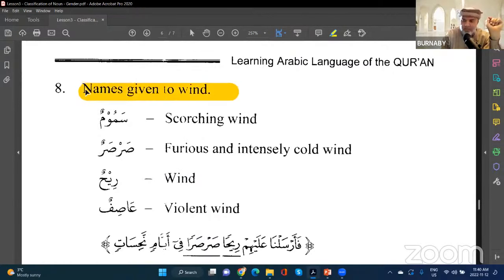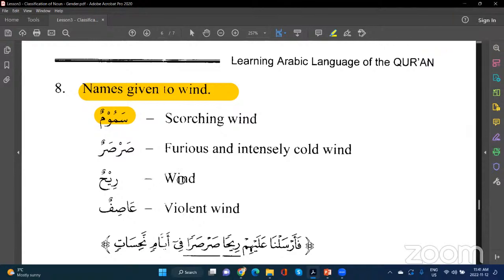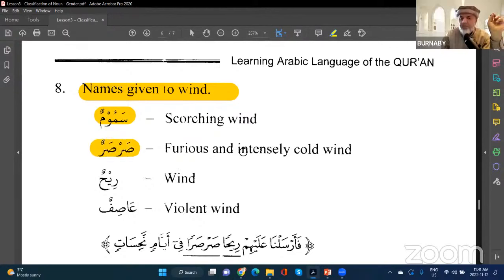So, names given to wind. Similarly to the names of fire, any names in Arabic given to the wind are going to be feminine by nature. For example, samumun. Samumun means scorching wind. Sarsarun. And are these words from the Quran, by the way? Yes, they're all in the Quran. Sarsarun is a furious, intensely cold wind. Samum is the hot wind, scorching hot, and Sarsarun is the intensely cold wind.